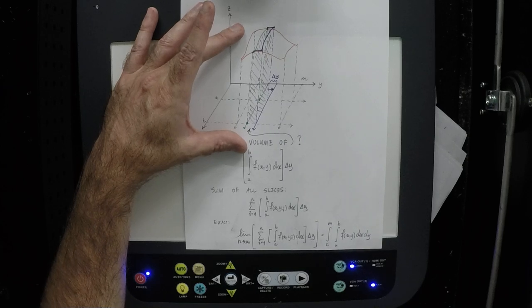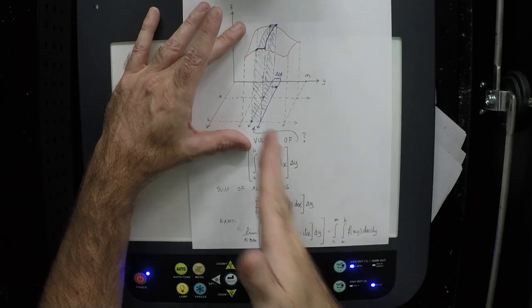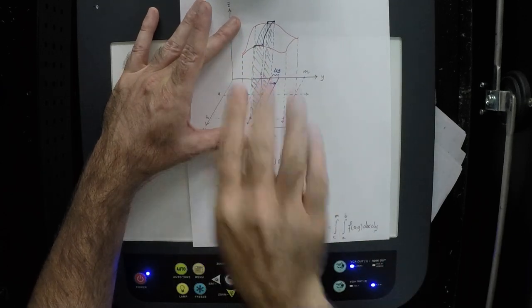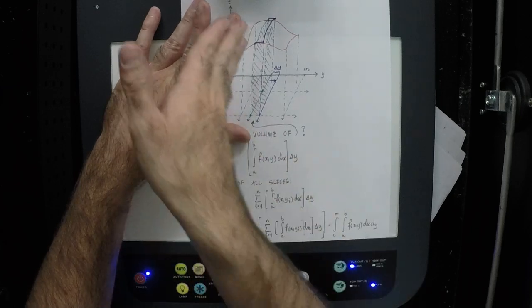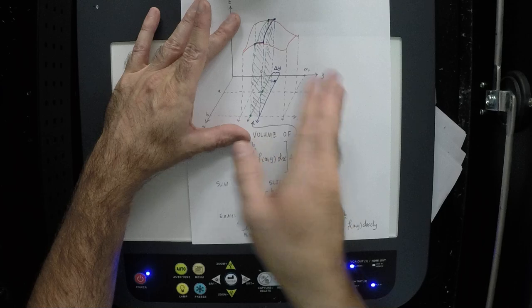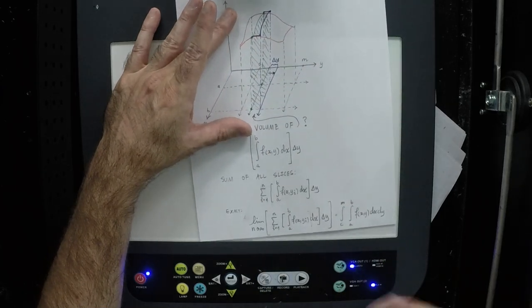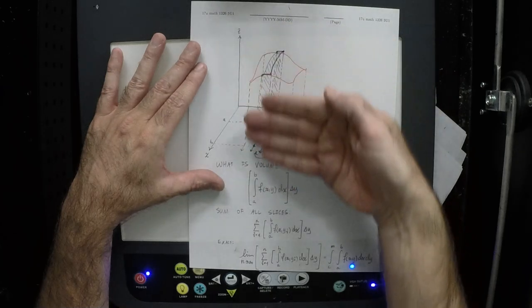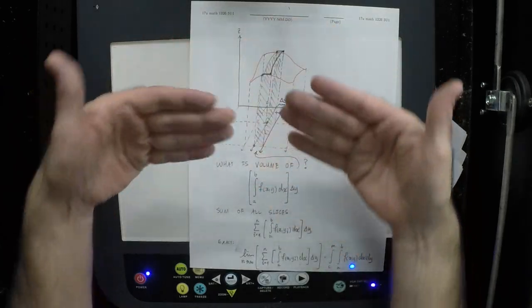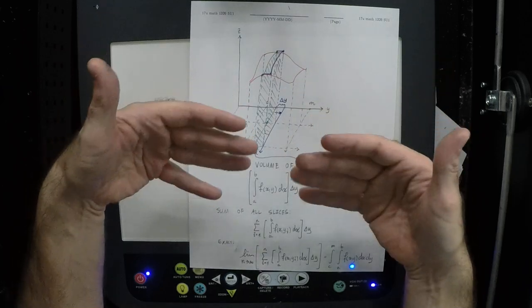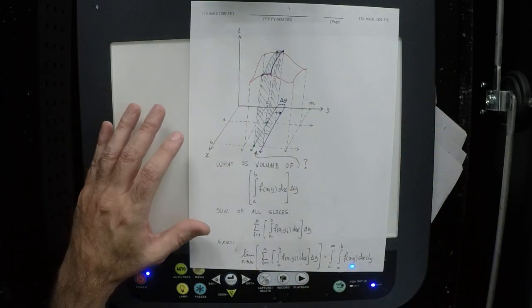These bread slices, right? If you switch the order of integration, this dx dy is like cutting it into bread slices going this way. Switching the order of integration, dy dx, is like cutting it in bread slices like this, the other way, so that the faces of the bread slices would be facing us if we were doing it in the other direction.